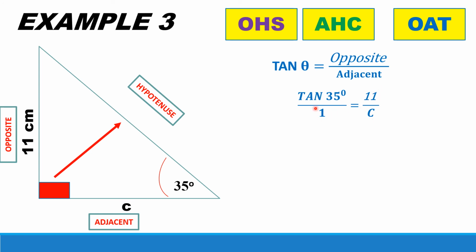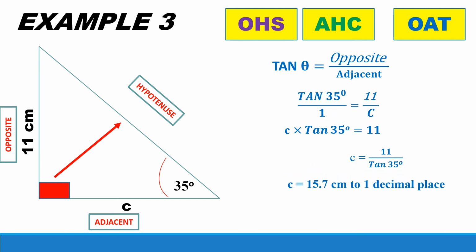We're going to cross multiply. That is going to give us C times tan 35 degrees equals 11. We want to find the length C, so we're going to make C the subject. That's going to give us C equals 11 over tan 35 degrees. Plug that into your calculator. It's going to give you 15.7 to 1 decimal place. Remember, make sure that your calculator is in DEG mode.